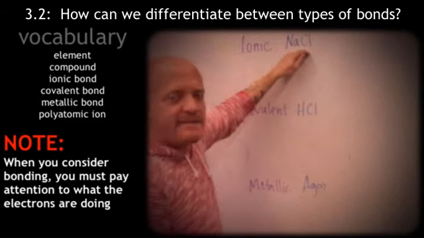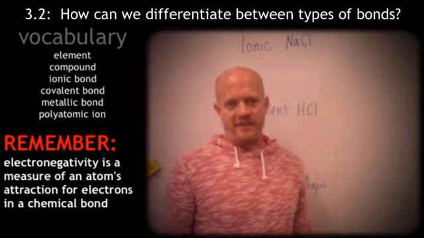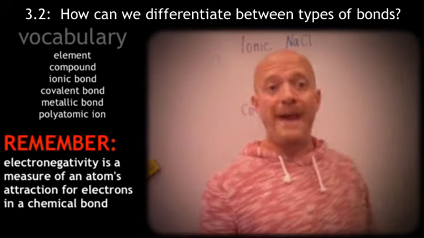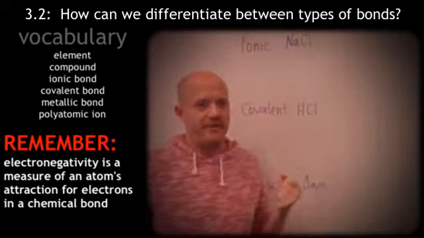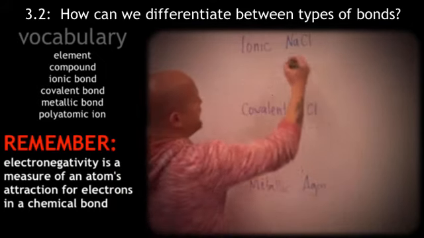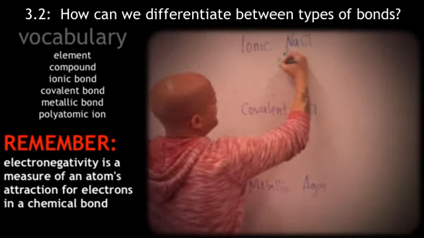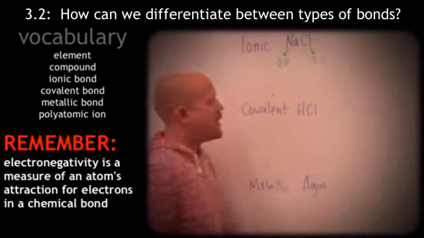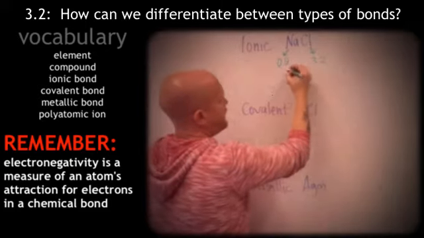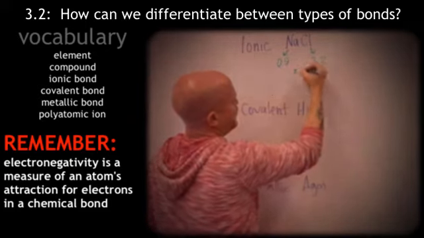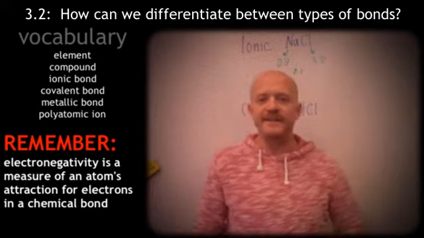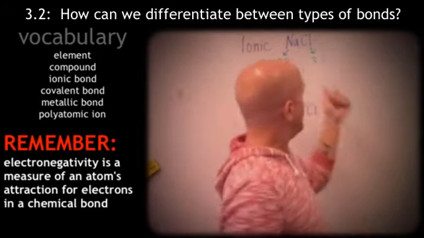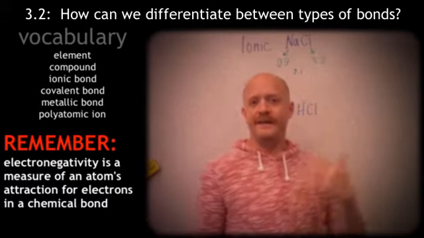First thing we want to look at is the electronegativity values. Electronegativity just means how strongly an atom holds on to its electrons. When we look at electronegativity, sodium is 0.9, chlorine is 3.2. The difference here is 2.1. If the electronegativity difference is above 2.0, this is a good rule of thumb, chances are it's ionic.